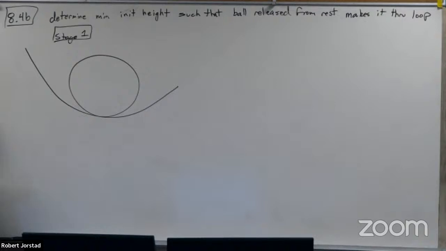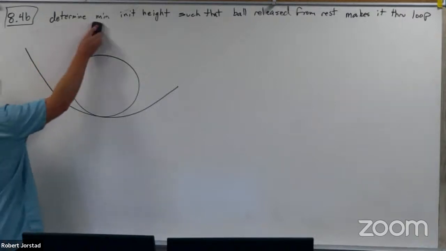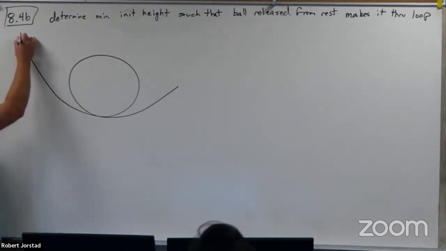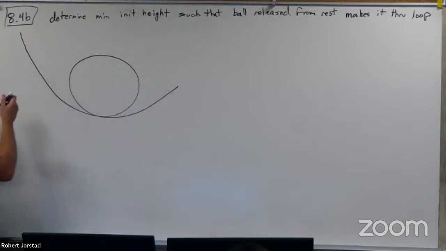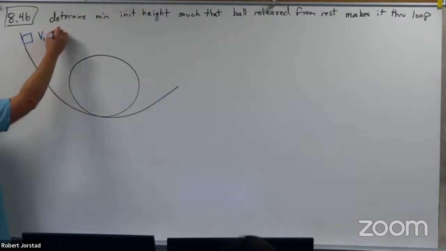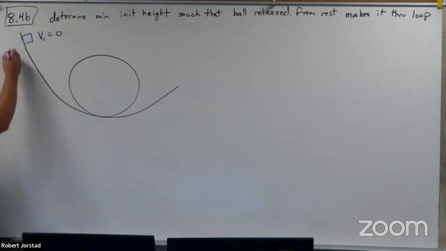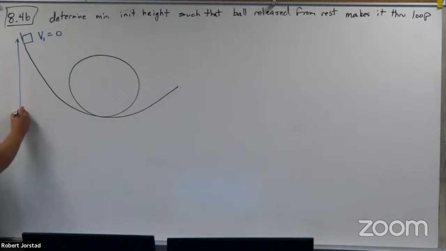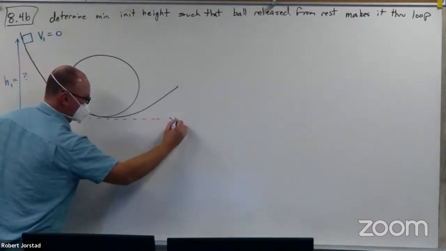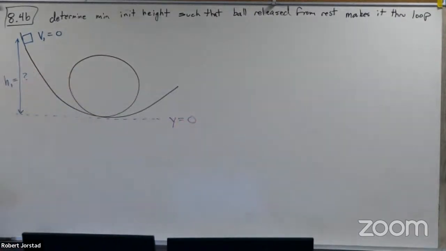You know what? I'm going to be lazy. I want to show you a trick. For this problem, because there's so much separation, I'm going to just label my initial height and final heights. There's so much room here. I'll call this V1 equals 0 because it was released from rest. H1 is what we're looking for. And I need a reference level. So here's my reference level. That's Y equals 0.